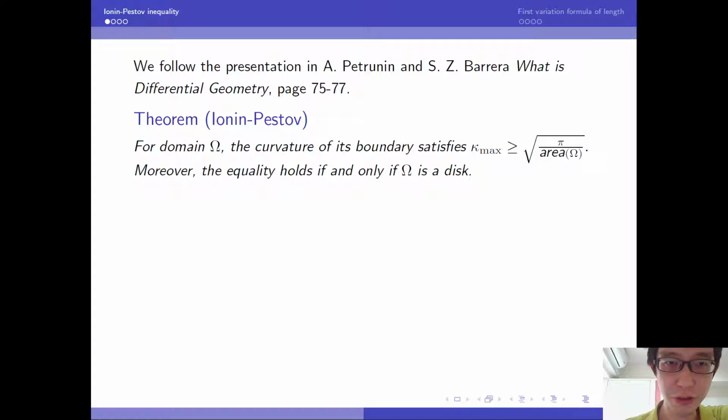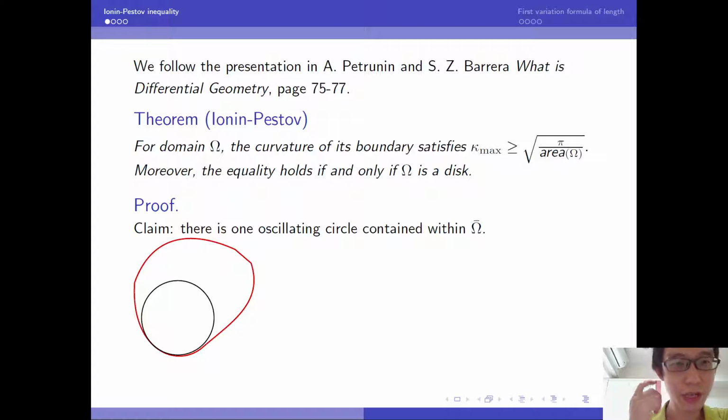The proof is a geometric one. We claim that omega must enclose at least one osculating circle. The picture looks like this.